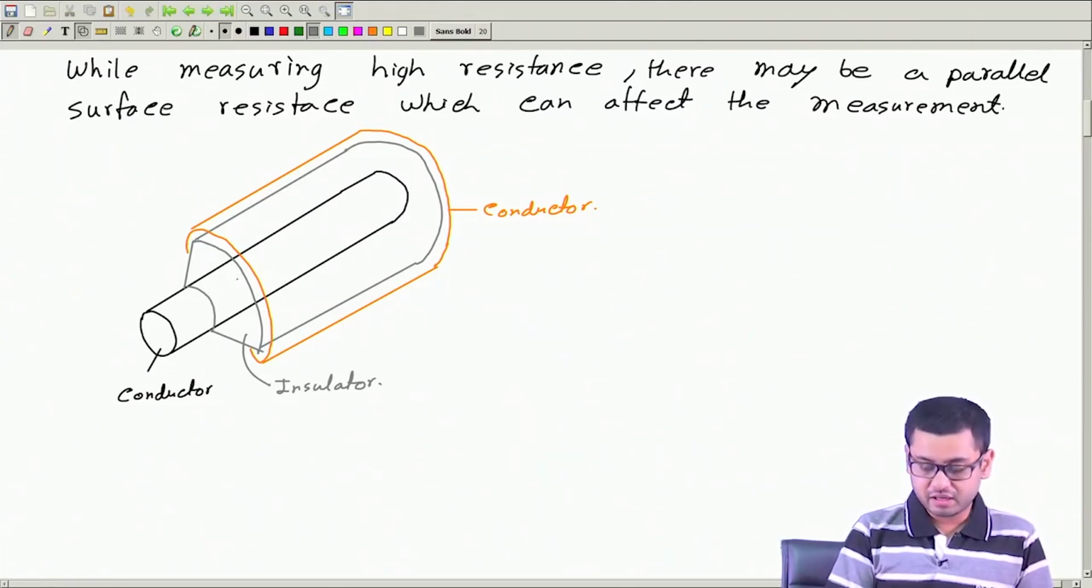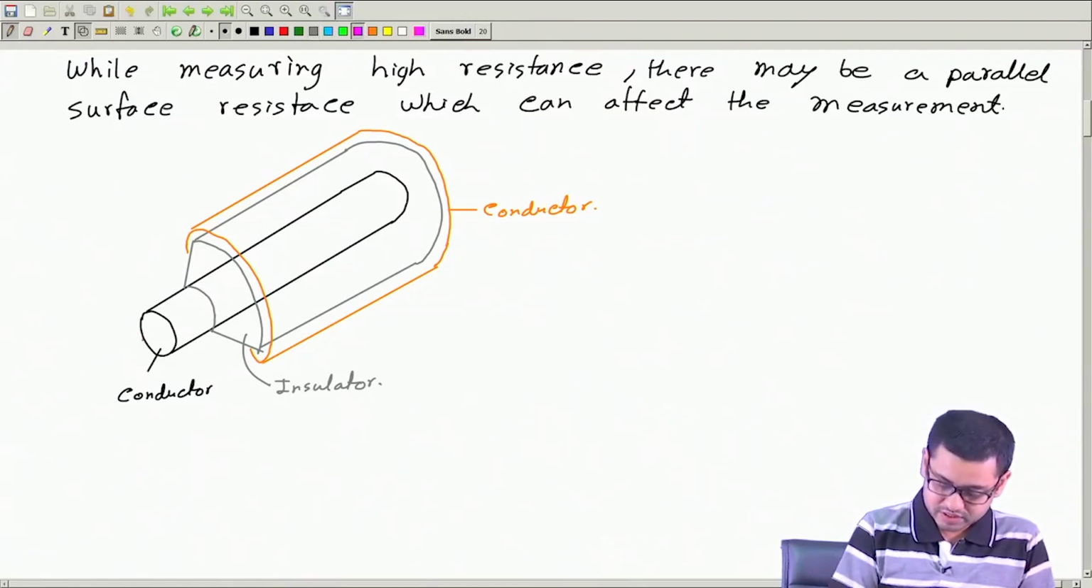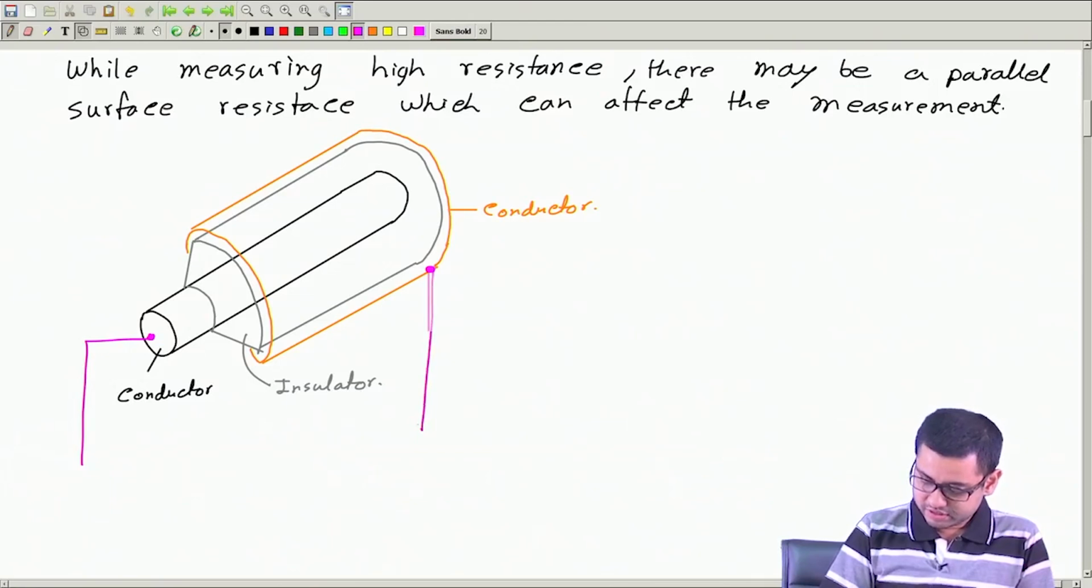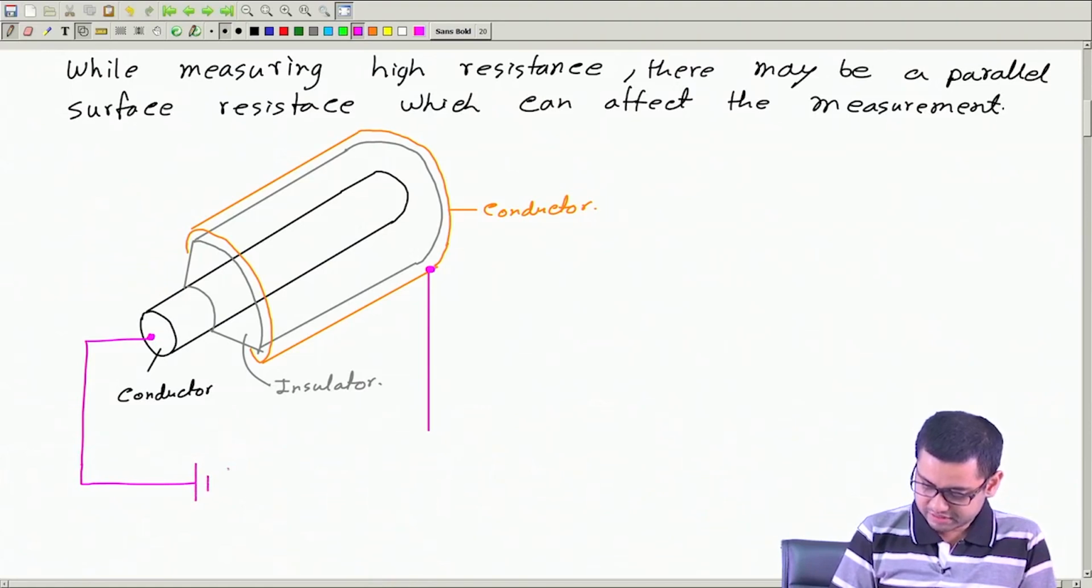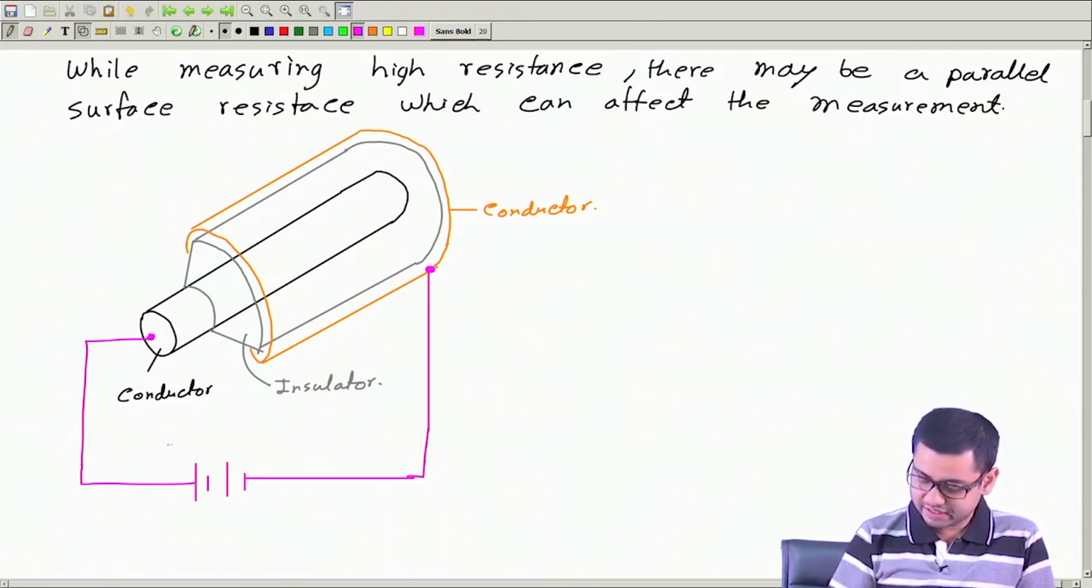So, we may be interested in finding out how good this insulator is. That means, we would like to find out the resistance offered by this insulator. So, for that what we will do? We will once again connect say these two conductors. So, this one and this one. So, these two are conductors, the core and the outer sheath. We will connect this to a battery, and we would like to measure the current that flows in this circuit.